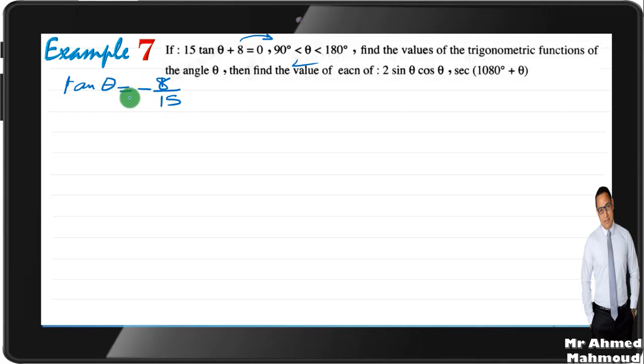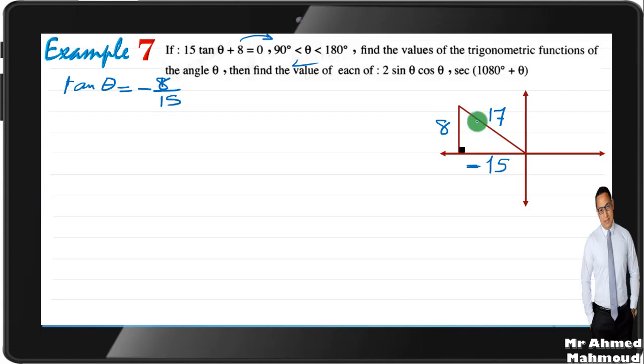Okay, I need to draw this one. I'm going to draw a triangle in the second quadrant like this. Here tan equals opposite over adjacent. This is 8 and this is 15. But here there is a negative sign, of course, because this is negative 15, because it is in the negative direction of x-axis. By using Pythagoras theorem, square root of 8 power of 2 plus open bracket negative 15 close bracket power 2, it is equal to 17. Remember the hypotenuse is forever positive.